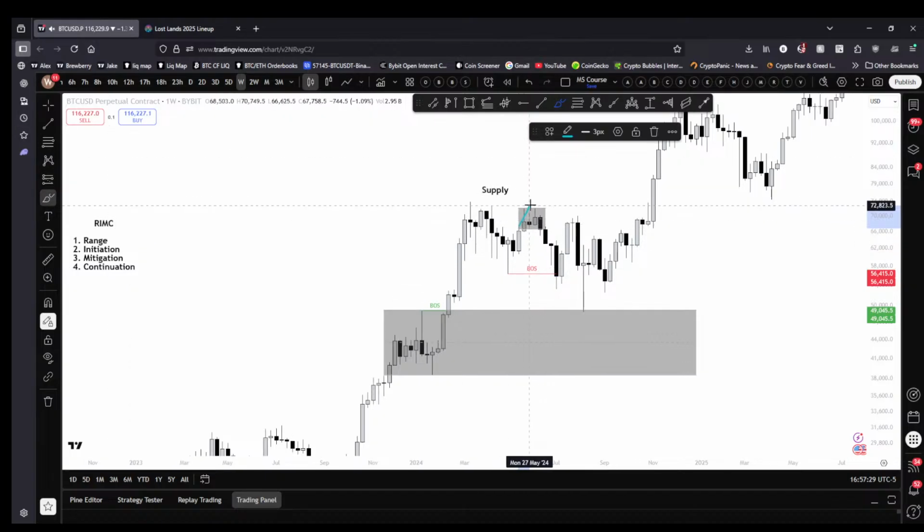And you'd be looking at range, initiation, mitigation, continuation. Upside down. Similarly to demand, we know that there's a lot of resting sell orders that didn't get triggered in this range. Everybody who FOMO'd short on the way down is getting stopped out on the way back up. Bulls are getting trapped into thinking the price is going to go up. And then ultimately the price reverses and comes down, right?